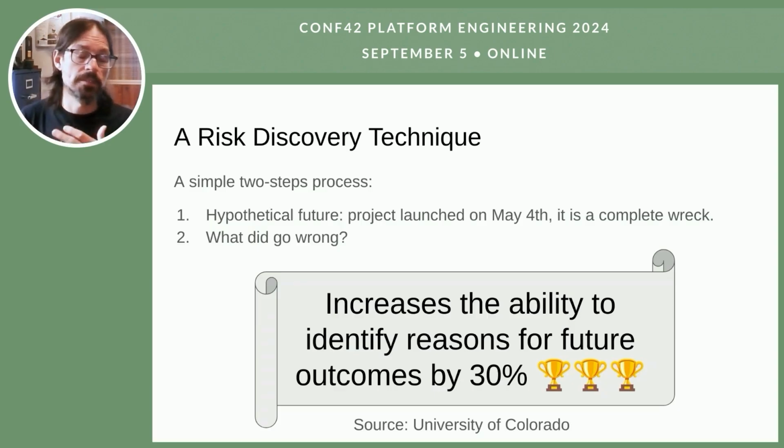That's why it's also similar to brainstorming. You want to get a lot of ideas out. Using this framing, it's actually proven to increase the ability to identify reasons for future outcomes. There have been studies on that. Using this kind of framing is better at that than just asking what could go wrong without the framing around it.